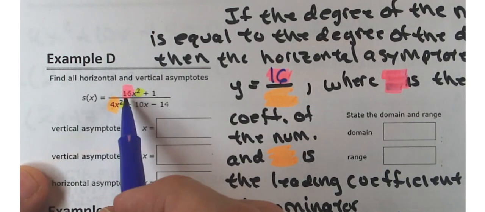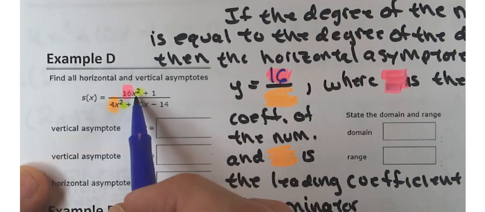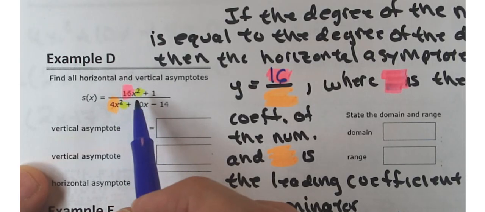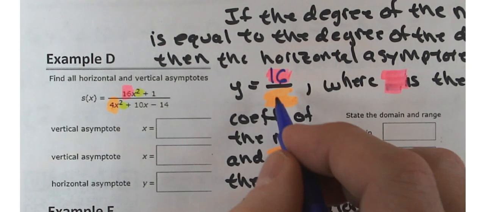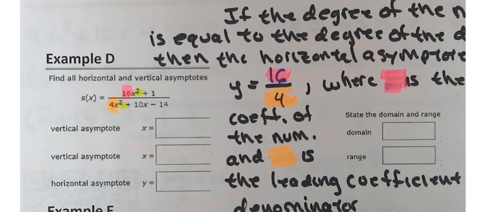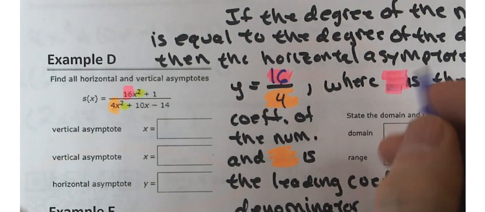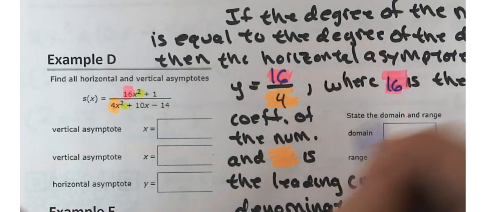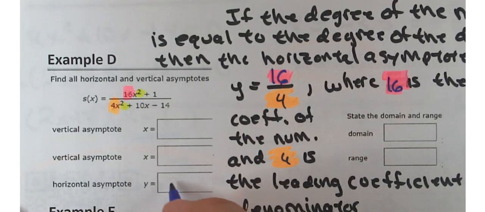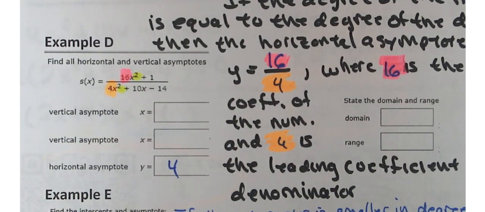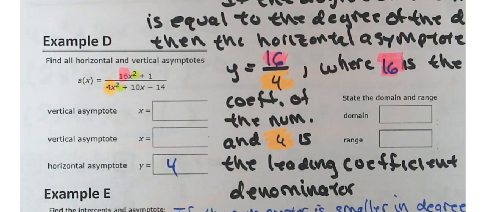That's the coefficient in front of the largest degree term of x. So that's your leading coefficient. What's the leading coefficient in the denominator? 4. Can anyone simplify 16 over 4 for me? Yeah. So overall, I'll get y equals 4 as my horizontal asymptote. It's just the ratio of those leading two numbers.